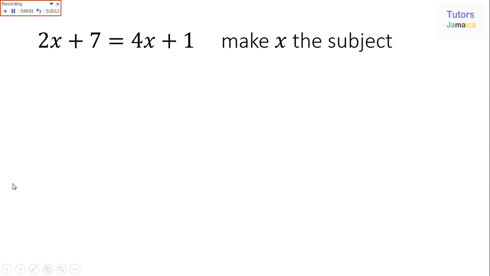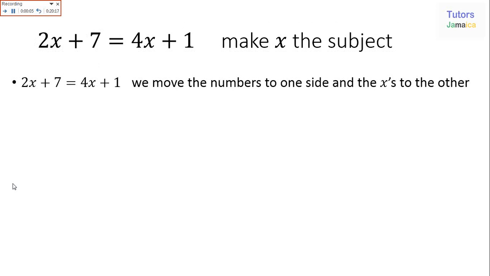Okay, so we're going to make x the subject of the formula. So the first thing we need to do is to move the numbers to one side of the equation and the x's to the other. One way we can do this, and I'm going to go a bit advanced here, is moving two things in one step.